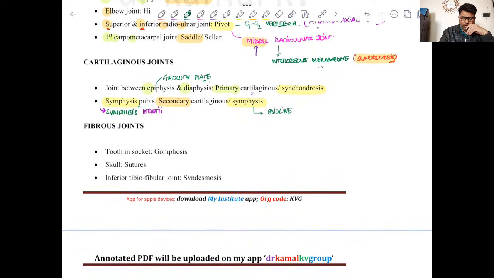Then moving forward to fibrous joint, there are a few examples. Like one is tooth in socket, and this is actually known as gomphosis. Similarly, the skull component bones, they are held by sutures, and syndesmosis we have already discussed. It is between two adjoining bones like tibia and fibula, and another we have already discussed, radius ulna. So these are examples of fibrous joints.